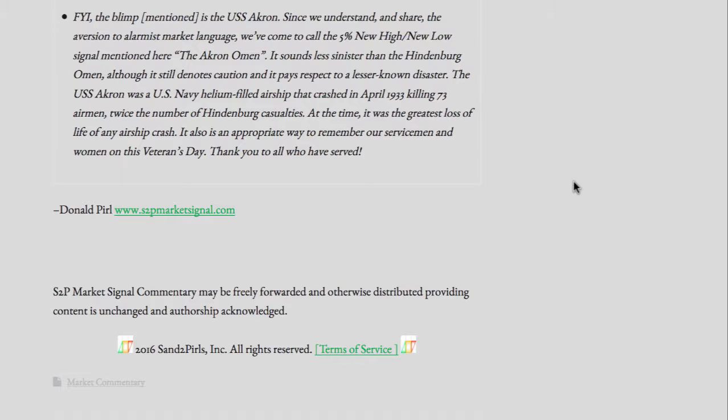It sounds less sinister than the Hindenburg Omen, although it still denotes caution, and it pays respect to a lesser-known disaster. The USS Akron was a U.S. Navy helium-filled airship that crashed in April 1933, killing 73 airmen, twice the number of Hindenburg casualties. At the time, it was the greatest loss of life of any airship crash. It also is an appropriate way to remember our servicemen and women on this Veterans Day. Thank you to all who have served.